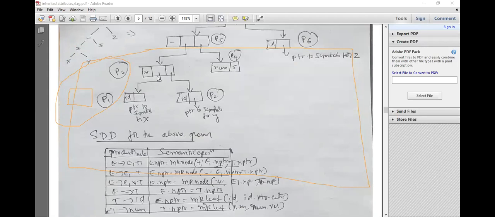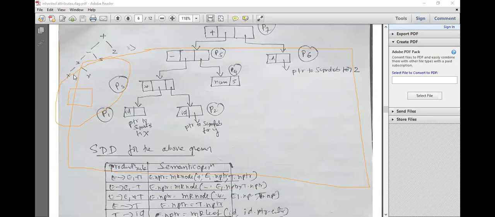Below, P3 has a left pointer and then a right pointer, because we are multiplying this. After multiplication we have a subtraction. Before subtraction we take this num 5. That is directly num having a certain value; mention this value. Then mention this minus pointer having a left pointer and then a right pointer.